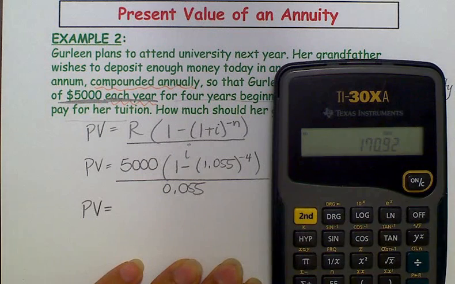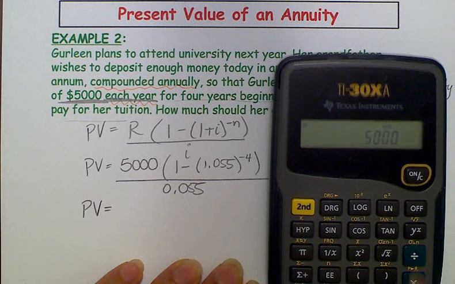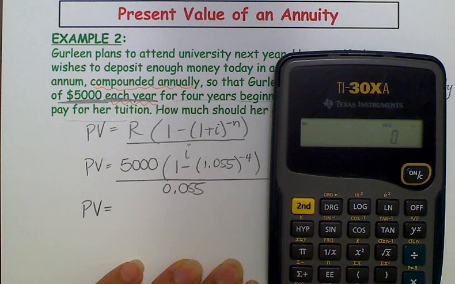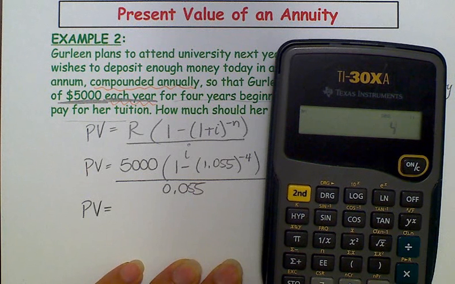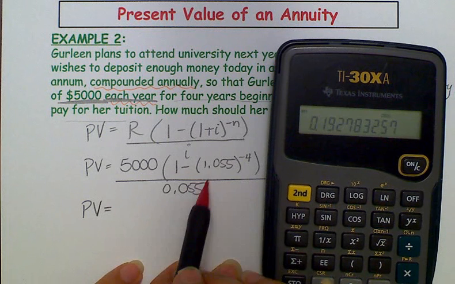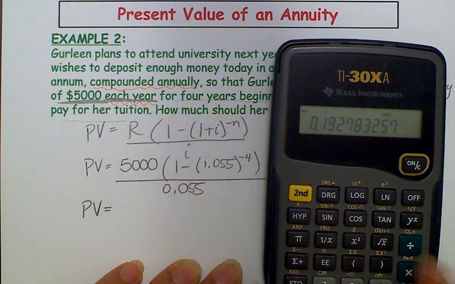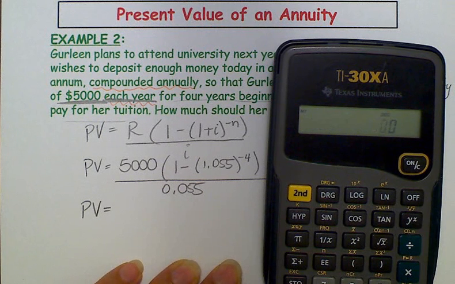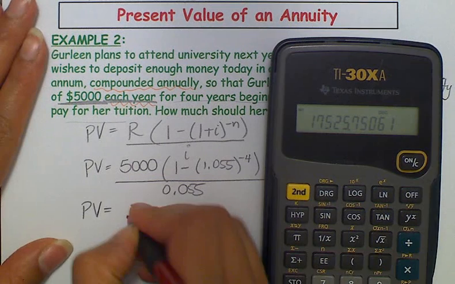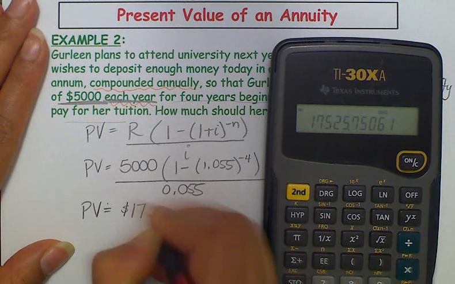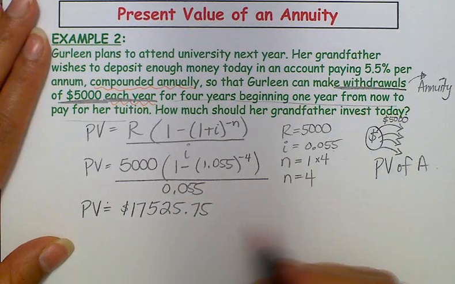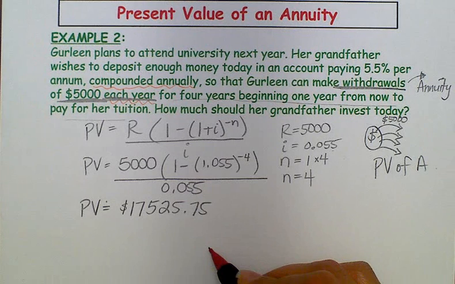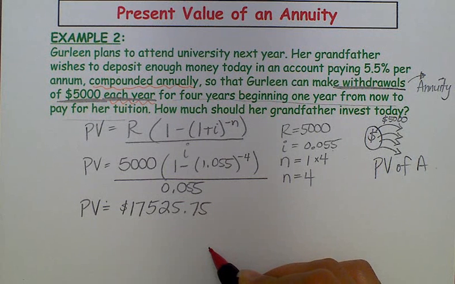So I get 5,000 times bracket, don't forget your brackets, 1 minus 1.055 to the exponent negative 4, and bracket gives you the value of the entire bracket part here, divided by 0.055, and I get approximately $17,525.75. So what that means is, if the grandfather puts this much money into the account right now, she will be able to withdraw $5,000 each year for the next 4 years.